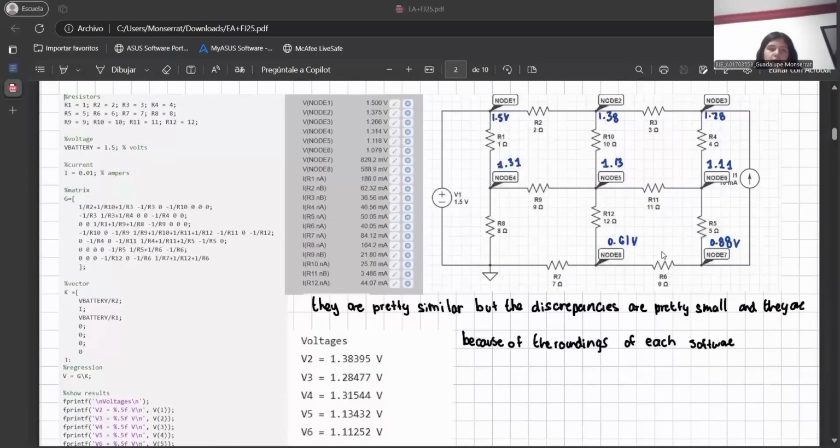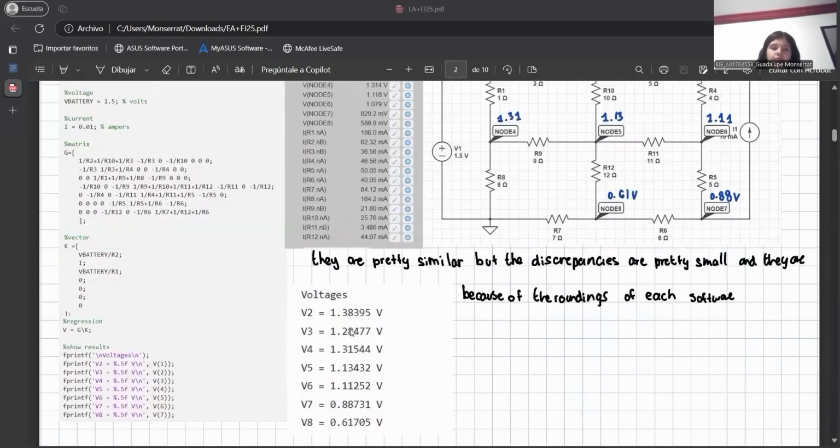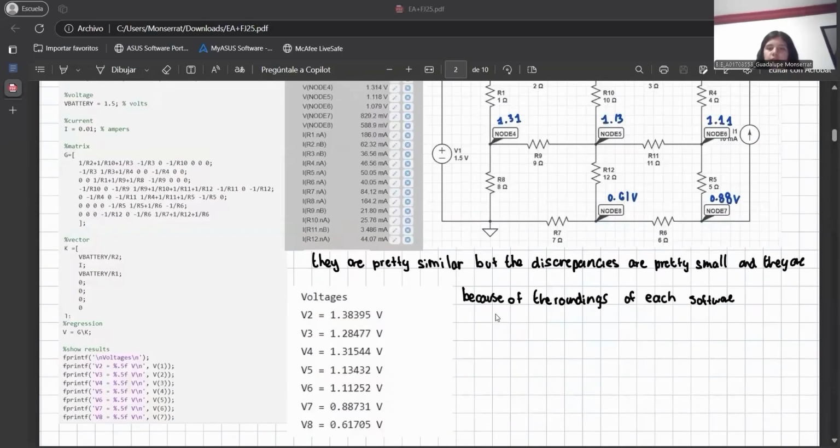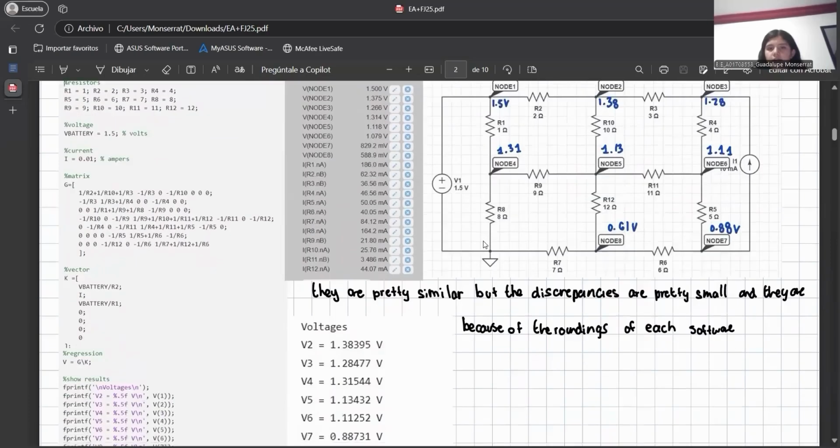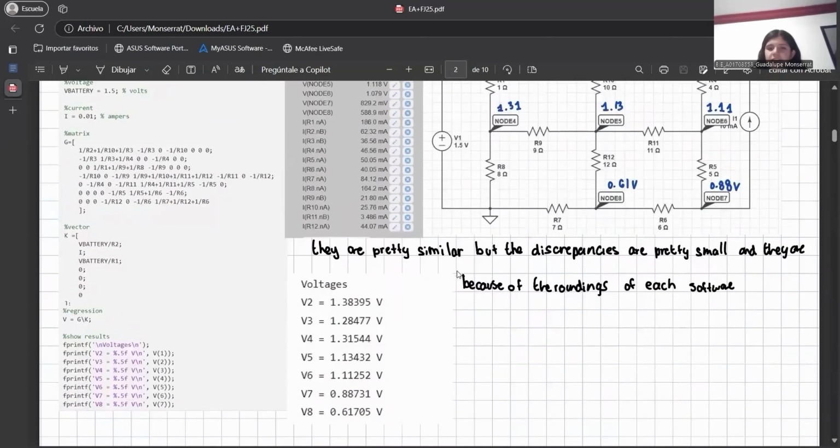Then we have our MATLAB code, which shows us the voltages, which are these ones. And then we have here the CircuitLab circuit, and these are the voltages that are shown in the circuit. There are little discrepancies, but they are pretty similar, and they are because of the roundings of each software.